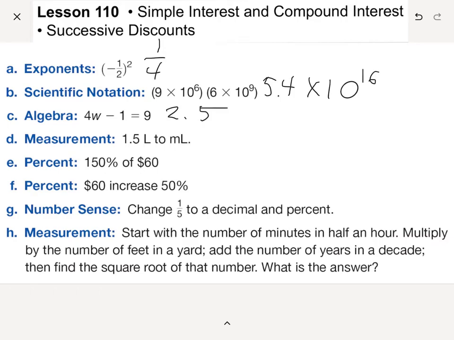Then 1,000 millis in a liter, so that'd be 1,500 milliliters. Then 150% of 60 is adding 50%. So it'd be $90. And thus, increasing 50% is the same thing, different phrasing, $90.